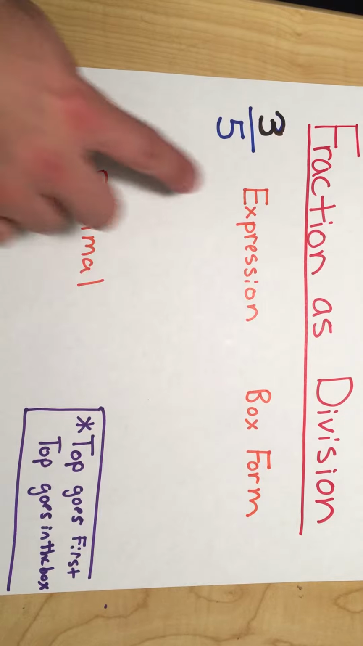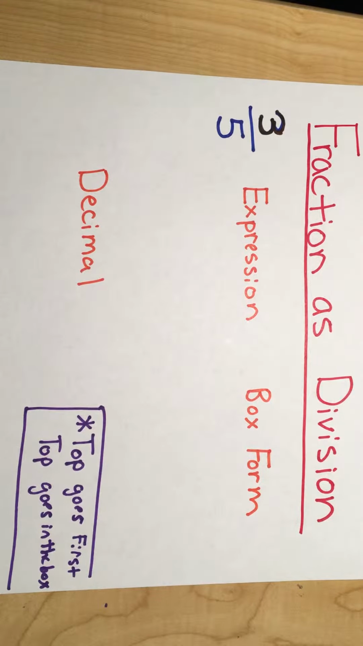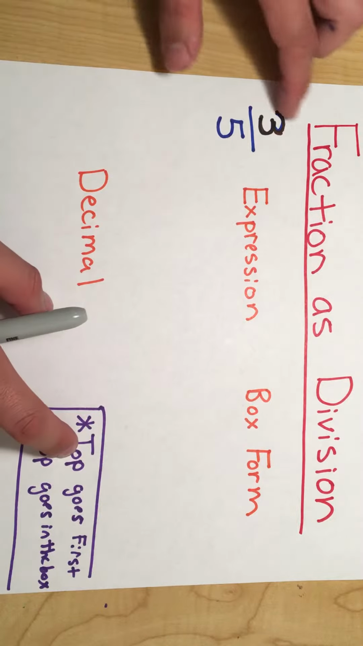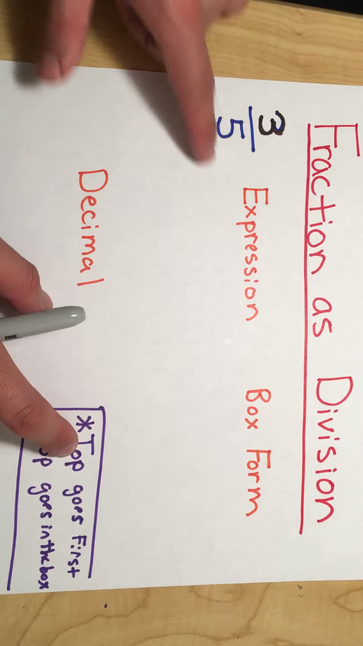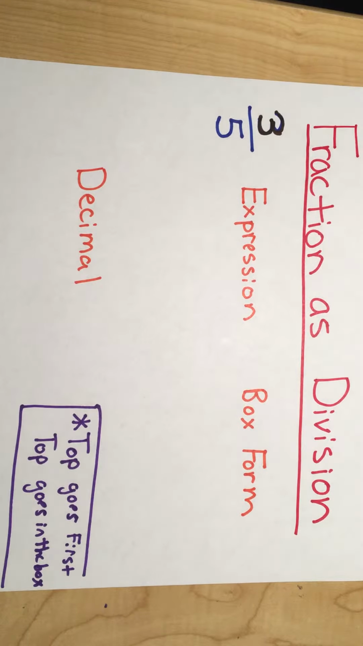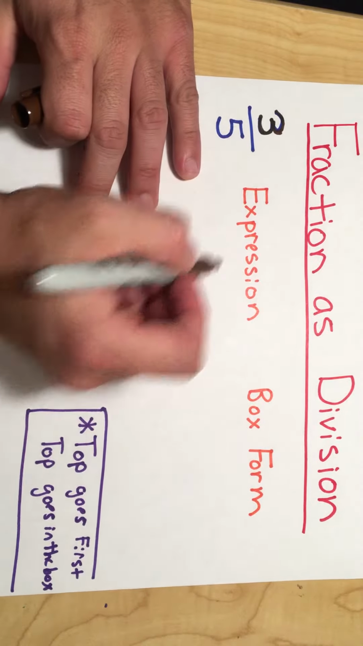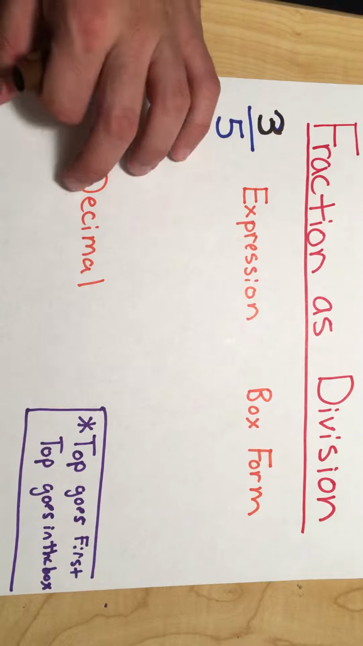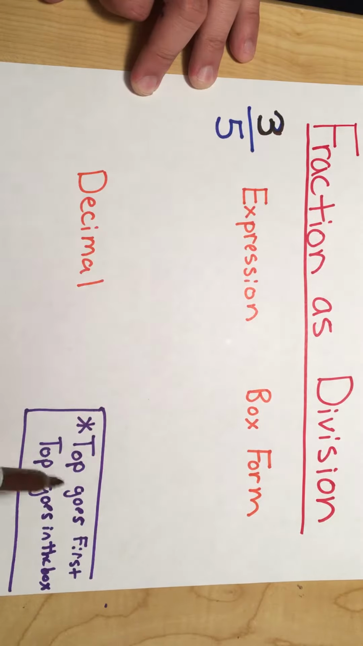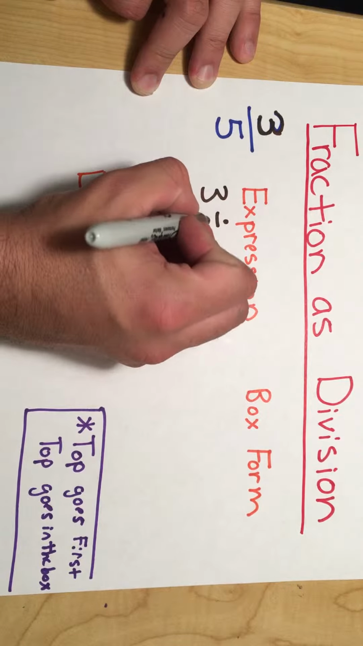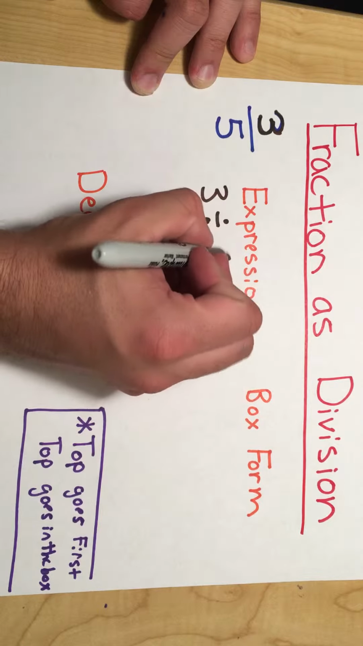So let's start off with expression form. This is the most important part. The top number goes first. So if we were to rewrite this fraction here as an expression, we've got to put the top number in the front. This is very important. If we switch the order, we're going to change our form. We're going to change our fraction. We're going to change our value. The top number must go first, divided by the bottom number.